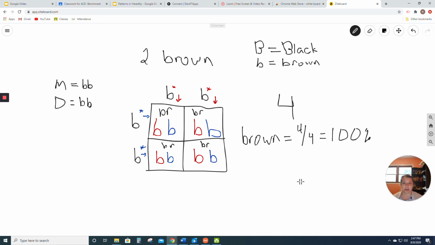Okay. You could also do the opposite. So let's say black. How many of those offspring are going to be black? Looks like 0, right? So 0 out of 4. How else could you say that? That's easy. 0%.